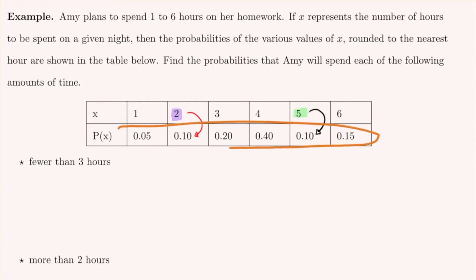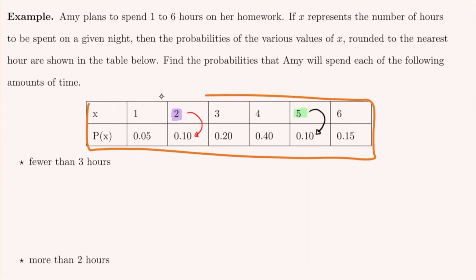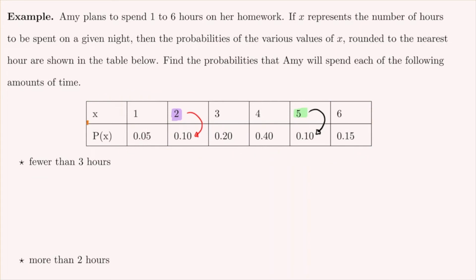So in this problem, when we've already been given what's called a probability distribution, they've already told us the probability for the different outcomes X. We are not necessarily calculating individual probabilities, but instead we're going to answer more generalized questions. So we're asked to find the probabilities that she would spend the following options. So we're asked, what's the probability that she would spend fewer than 3 hours studying?